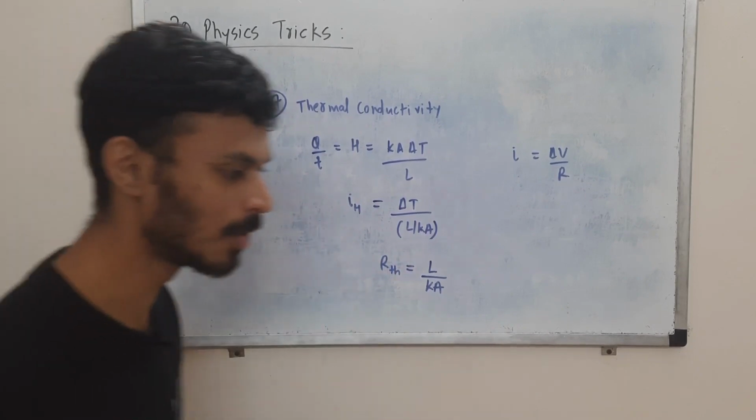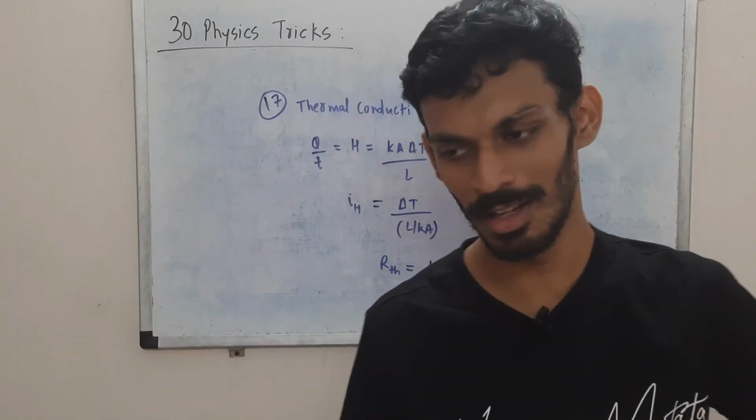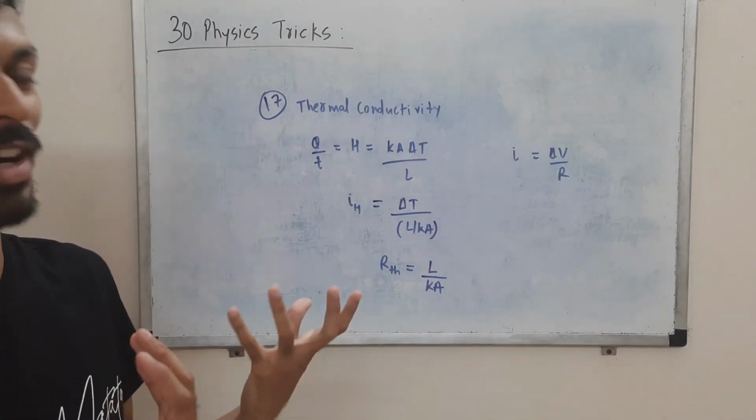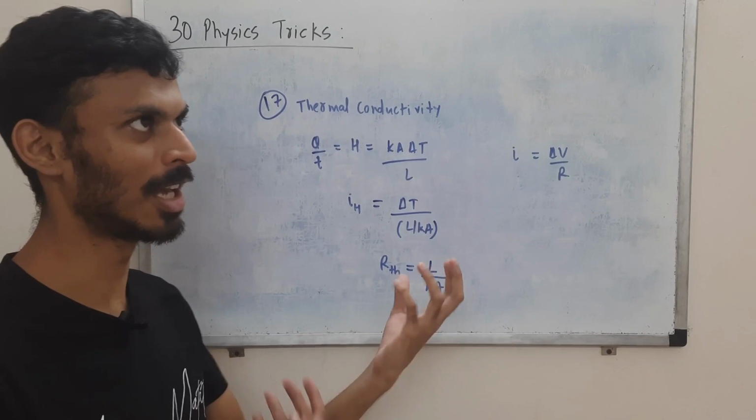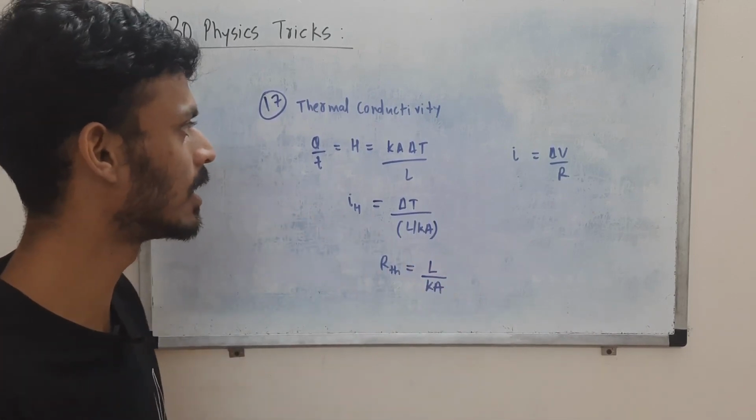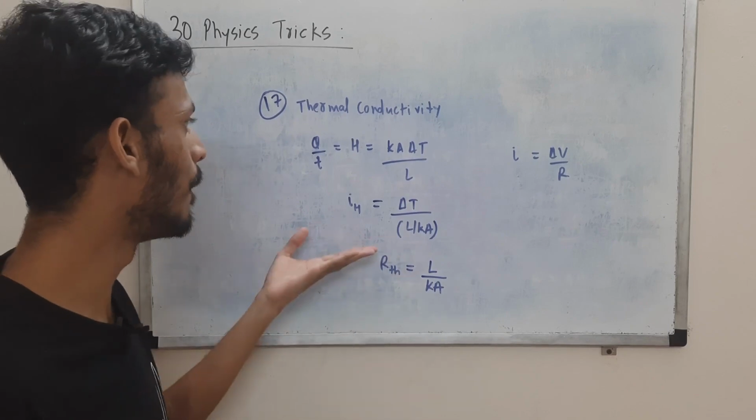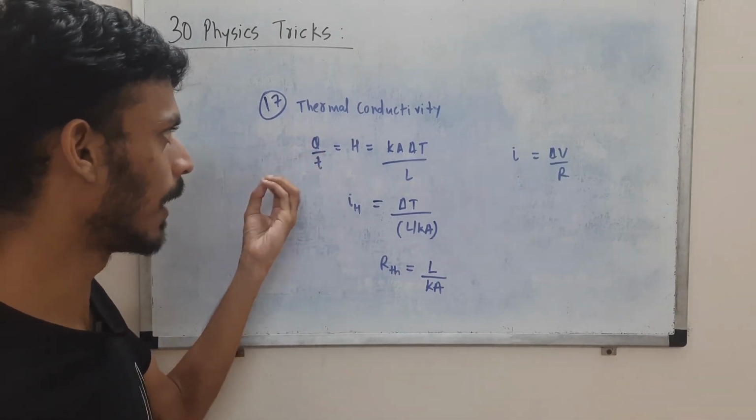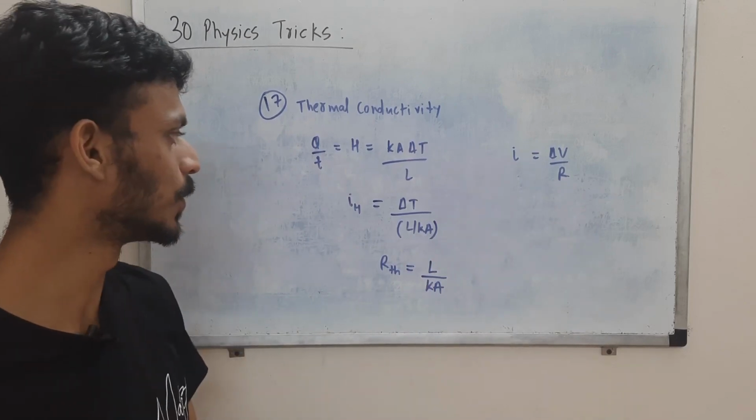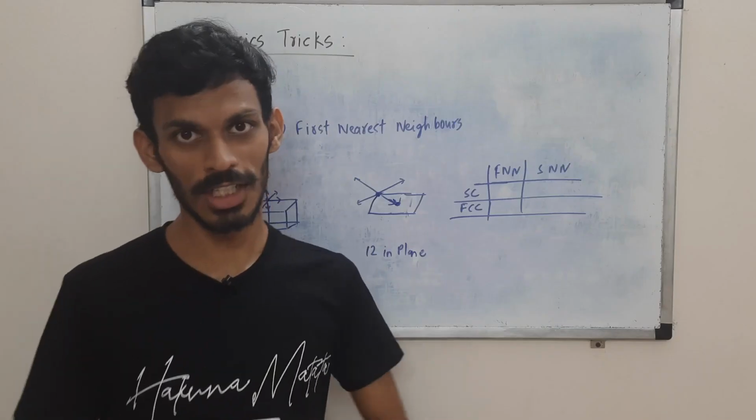Okay, so similarly you can have these conductors in series and parallel, just like your resistance, and you can find the heat current. Also you can have them in series and you can find the junction temperature. So it is an interesting concept which comes out by comparing the rate of heat flow to your Ohm's law. Okay, so yeah, first nearest neighbors.